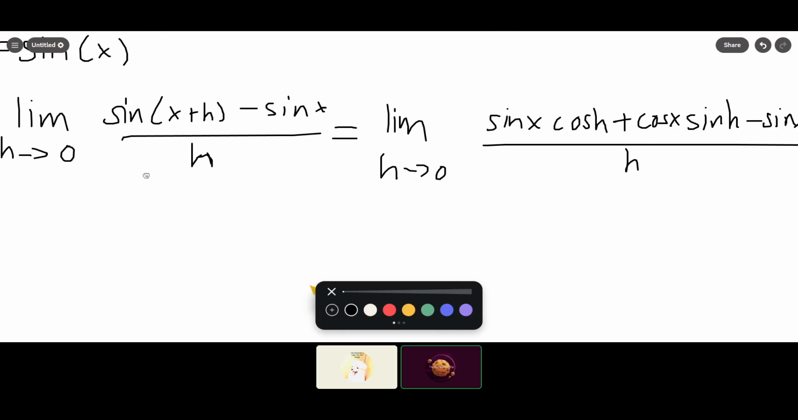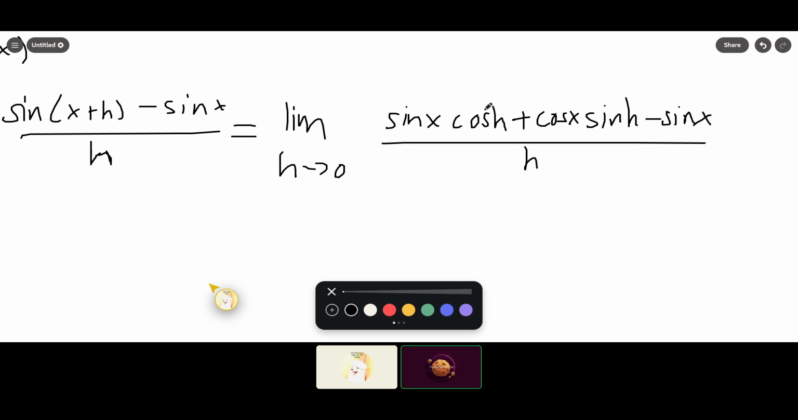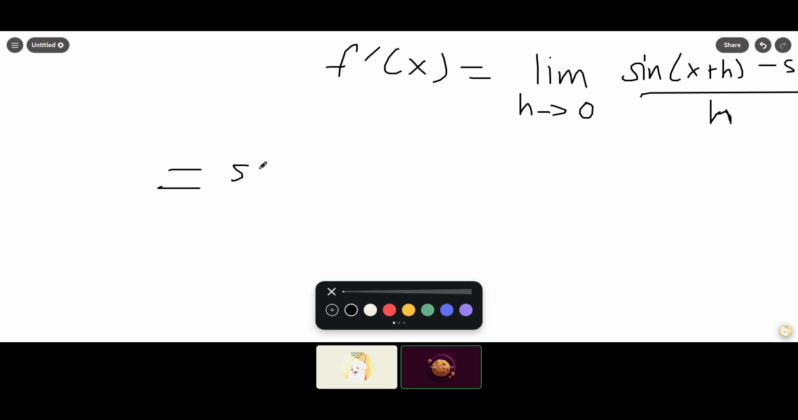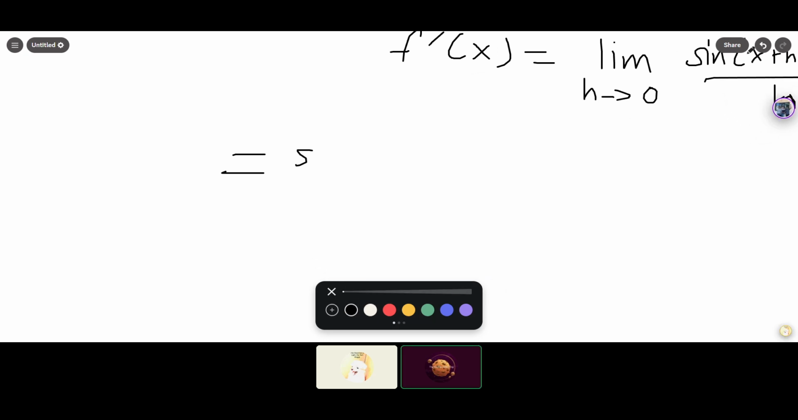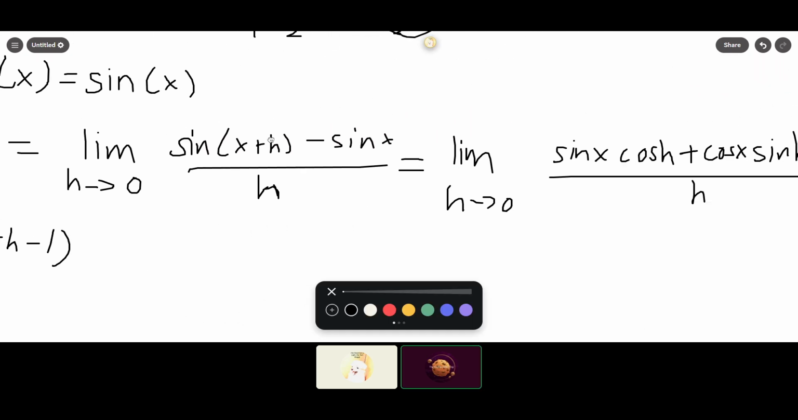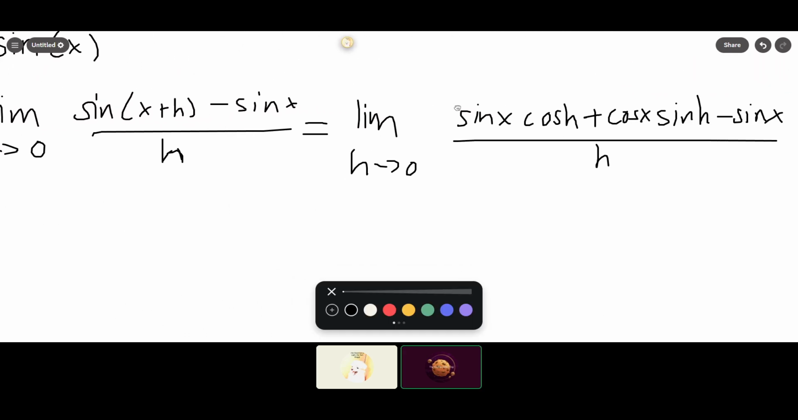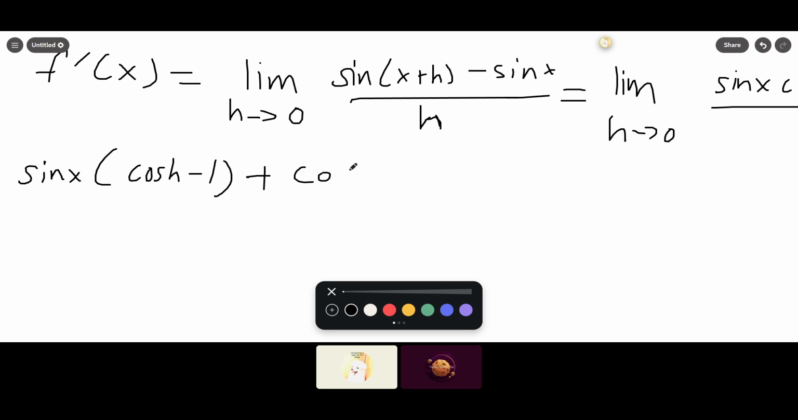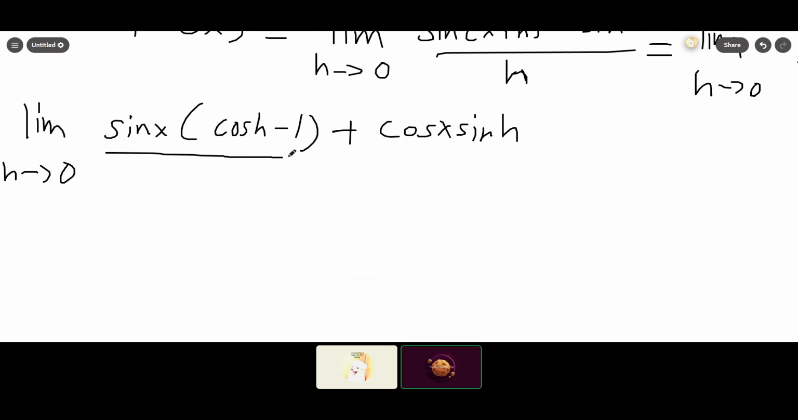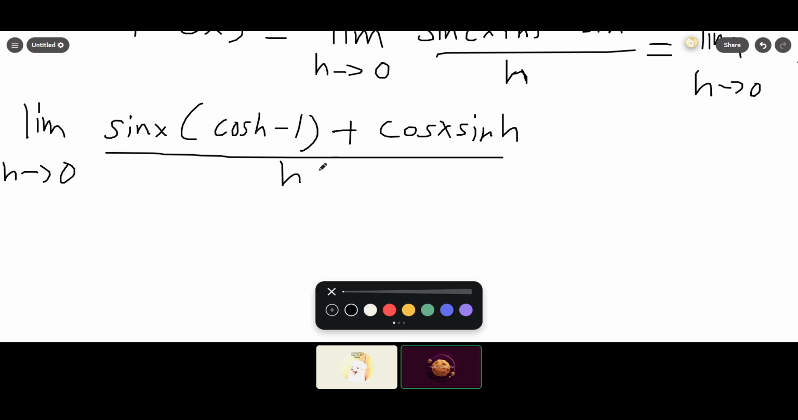So now that we have that, we're going to factor out a sine x from these two terms. So we get the limit as h approaches 0 of sine x times cosine h minus 1. And then do not forget about the plus cosine x sine h all over h.